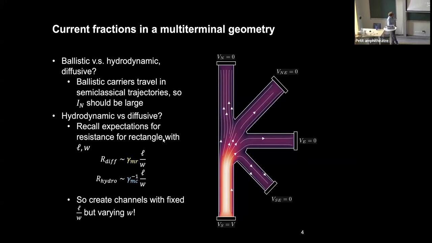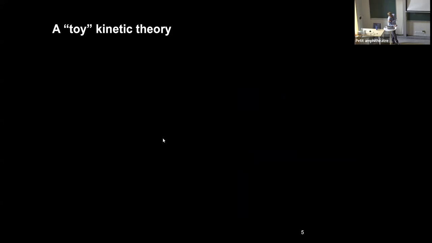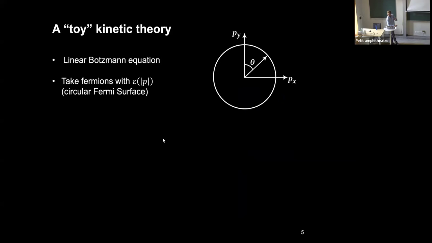But okay, how are we going to quantitatively calculate which fraction of current should go through the various drains of this device, given some boundary conditions? Well, I can answer that question. And to do that, we're going to work with a pretty cartoonish kinetic theory for electrons moving through this device. In particular, it's just a linear Boltzmann transport type of equation. So we're dealing with a bunch of electrons with a circular Fermi surface, so some energy dispersion that depends only on the magnitude of the momentum.